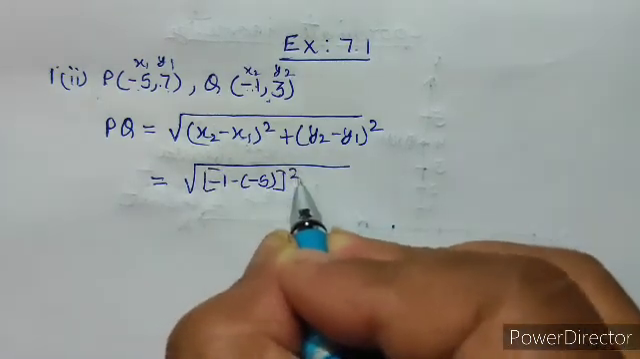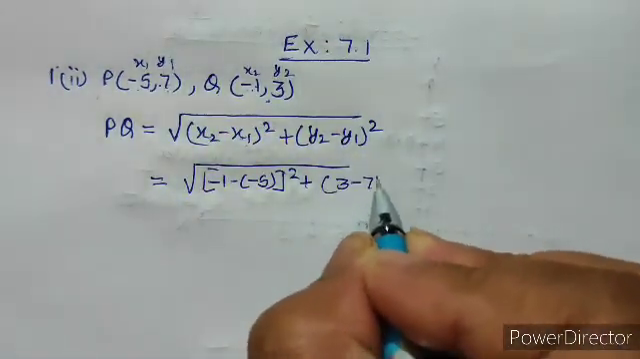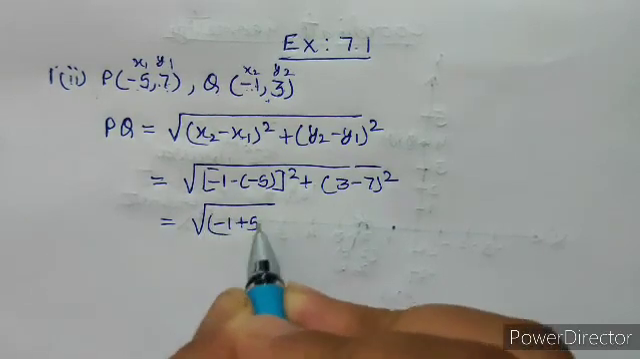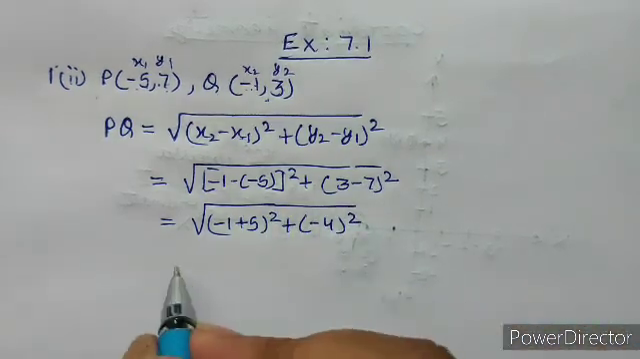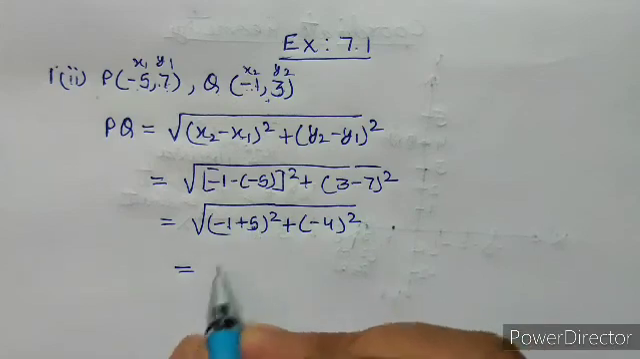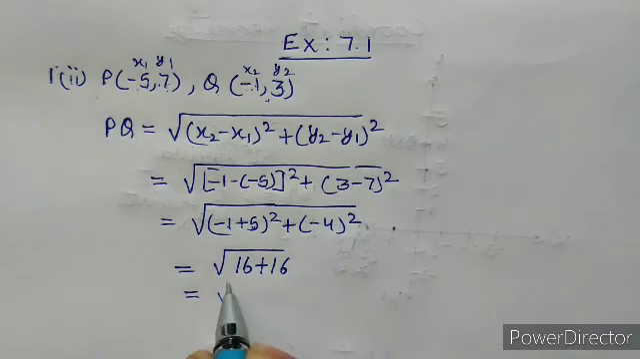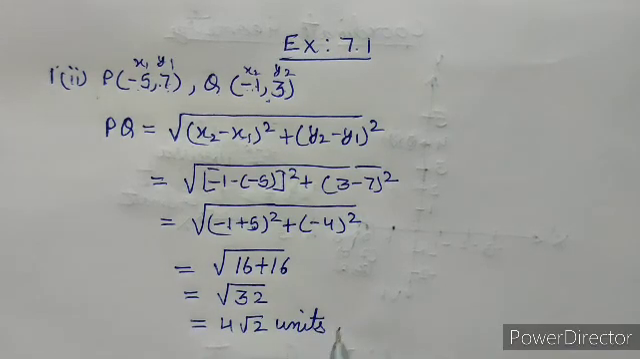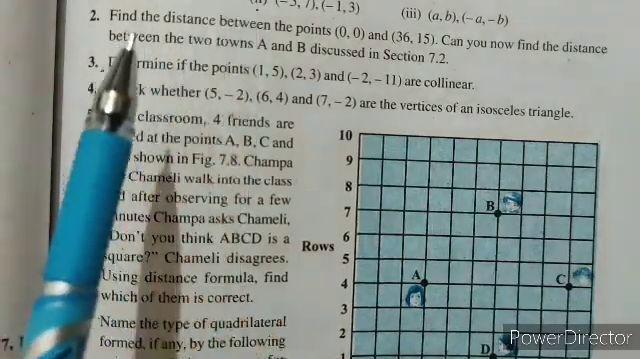So here x2 minus x1 will be -1 minus -5 whole square, and plus y2 minus y1 will be 3 minus 7 whole square, and this will give us (-1 plus 5) whole square plus (-4) whole square. Now -1 plus 5 will be equal to 4, and the square of 4 will be 16, and the square of -4 will be equal to 16, that will be under root 32, and that will be 4 root 2 units. So the distance between points P and Q is equal to 4 root 2 units. The second question is the same as question number 1.